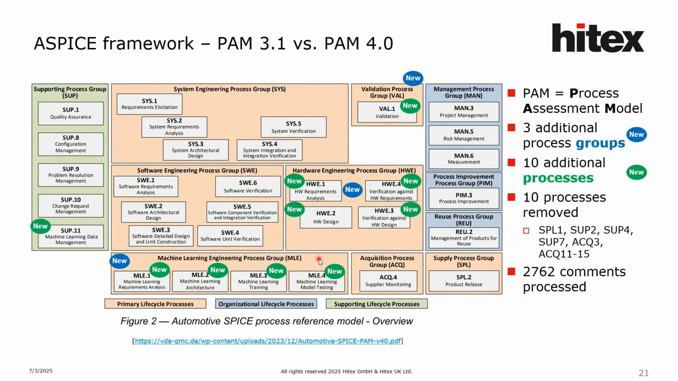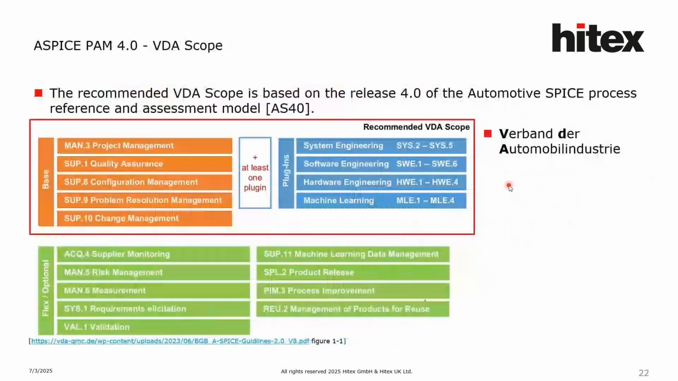Then the other one is the validation group. Here is a new process. The validation group comes in at the high level, at the system level. Then the last but not the least, this one is about the hardware engineering group. Earlier in 3.1, it was a separate PAM, but as part of 4.0, since it's a product or software development based on the system, they brought the hardware engineering in here as well. So this is the overall summary of 4.0. This is the latest version of ASPICE 4.0. Yeah, this is all about this slide.